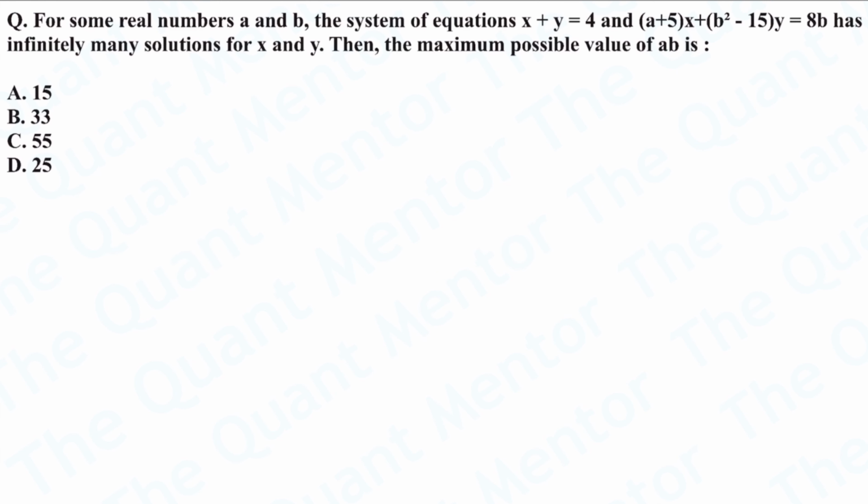So the question says, for some real numbers a and b, the system of equations x plus y is equal to 4 and (a plus 5) into x plus (b square minus 15) into y is 8b has infinitely many solutions for x and y, then the maximum possible value of ab is.